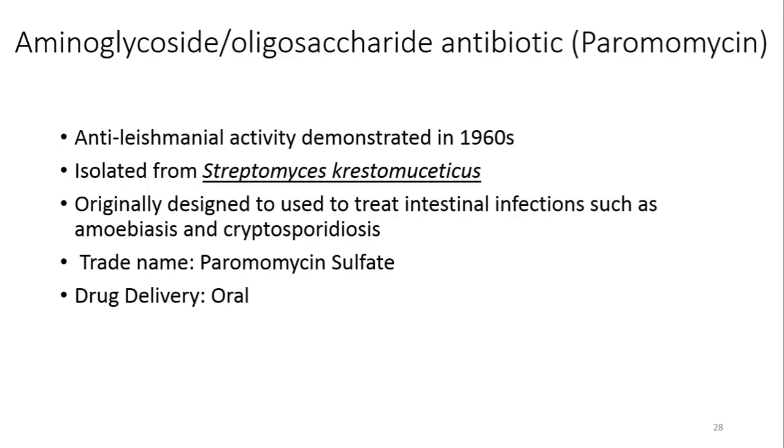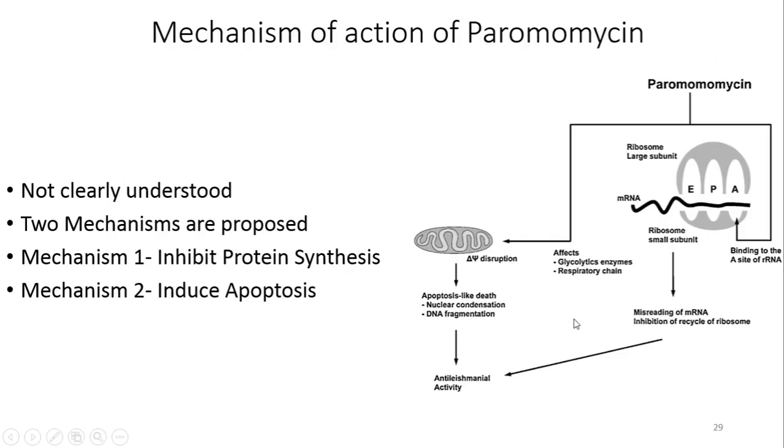Originally, that paromomycin was designed to treat intestinal infections such as amoebiasis and cryptosporidiosis. So, this paromomycin is provided with a trade name of paromomycin sulfate, and the drug delivery route is by oral way. Okay, well, now let us talk about the mechanism of action of this paromomycin.